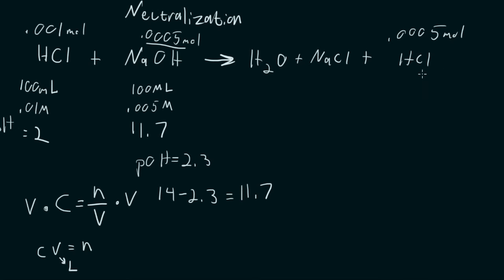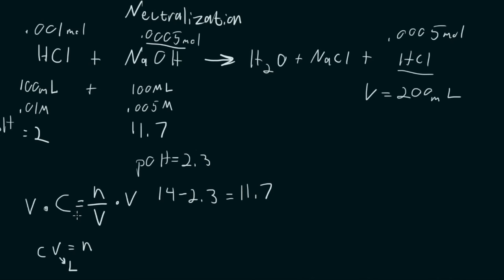But now, I need to figure out the concentration of this HCl. I'm going to have a solution that has hydrochloric acid in it. What's going to be the volume of that solution? Because I have the moles of hydrochloric acid left over. What's the volume going to be? Well, it's going to be the volume of these two put together. I had two solutions of 100 milliliters and I added them together. So I'm going to have 200 milliliters for my volume.